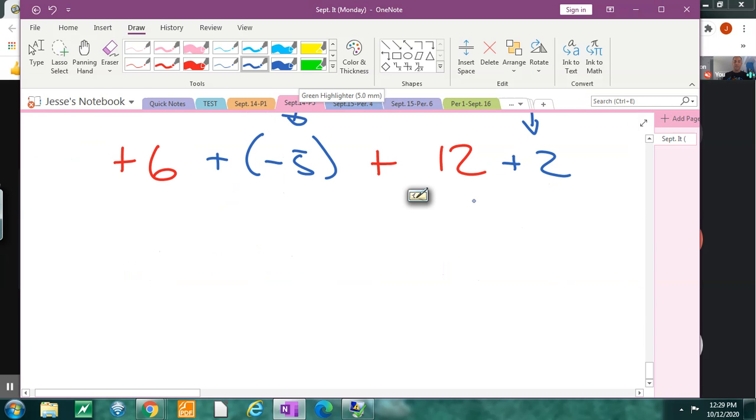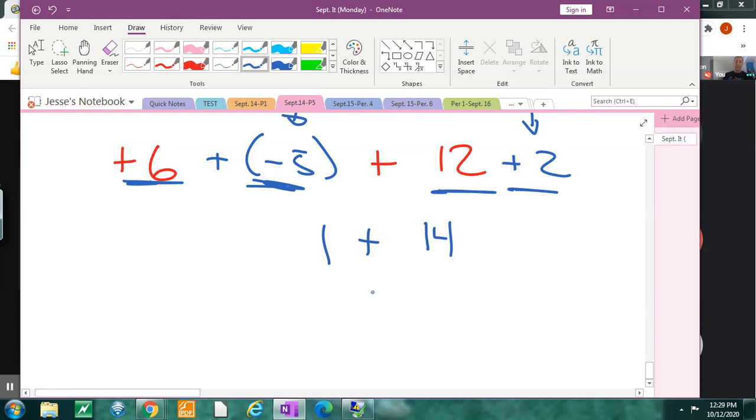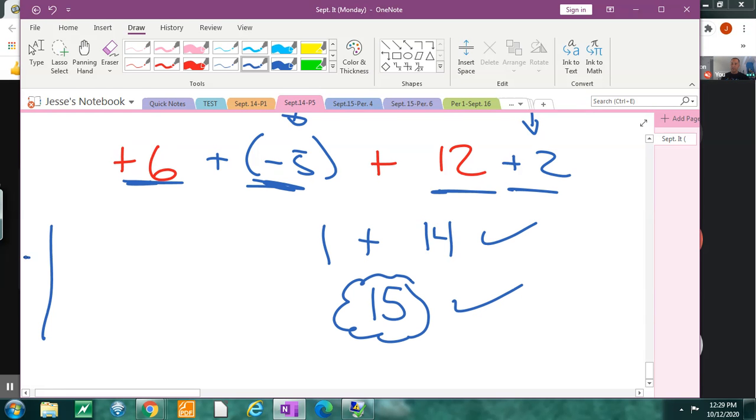But I want to see, if you're going to group these two, then I want to see 14. If you're going to group the 6 plus -1, that's a 1 plus 14 is 15. I want to see that as your answer. This and that. If you did the T-chart, well, then you just go ahead and put everything where it belongs.